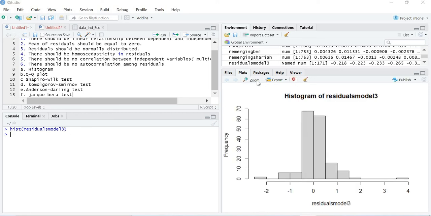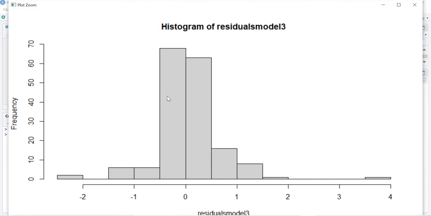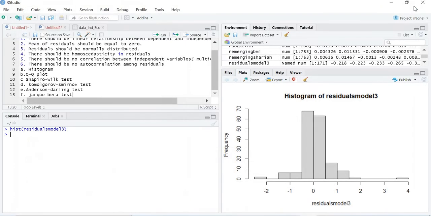So this is my histogram. Now you can see that this histogram is not normally distributed. There are some outliers. One residual is over here, one is over here. If you try to make a bell-shaped curve, it is not going to come out as a bell-shaped curve. So with the help of this histogram, I can say that my third assumption is violated. My residuals are not normally distributed.